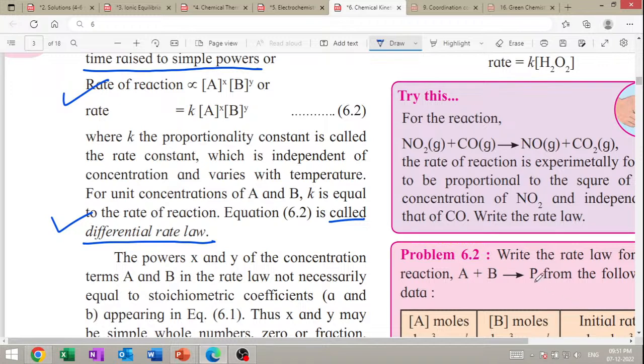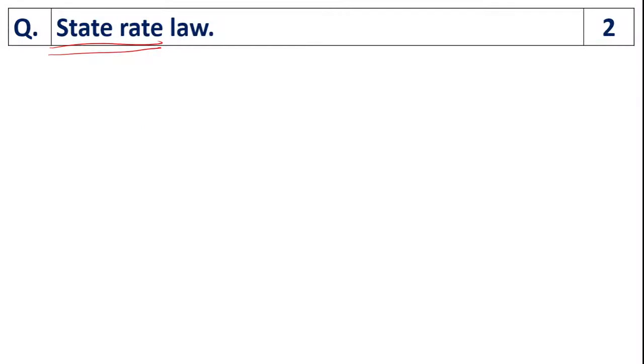Understood even? त्यानंतर हे पण नोट करू शकता. The powers of x and y concentration terms A and B in the rate law. ओके, हे एक नोट करू शकता आपण 1 मार्क साठी. पण yes, this is the rate law. State rate law.